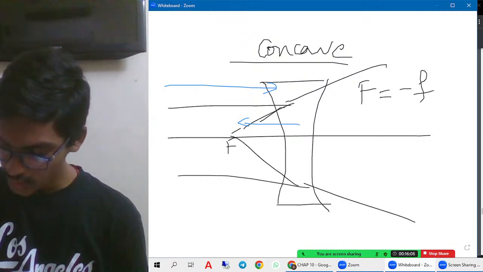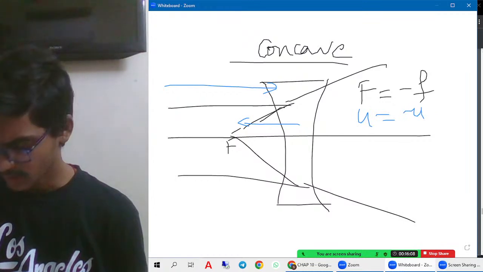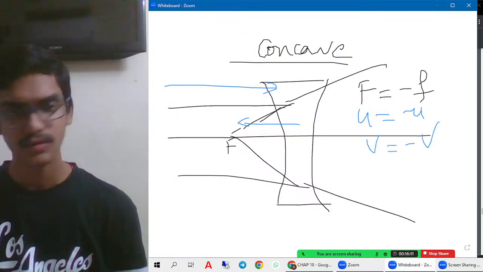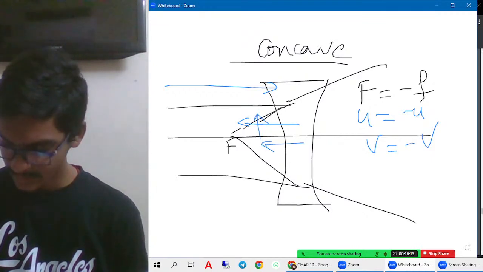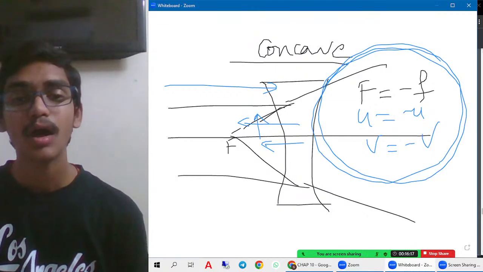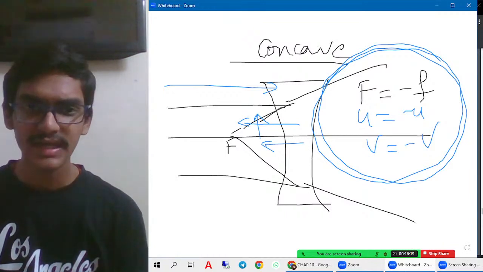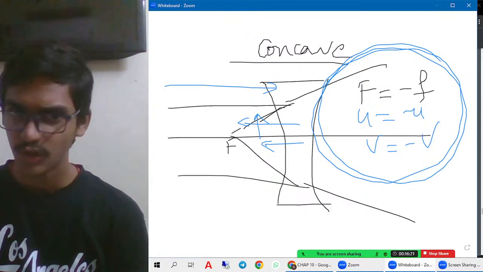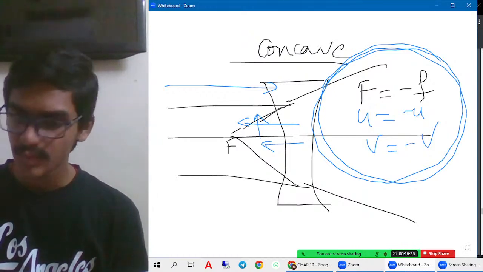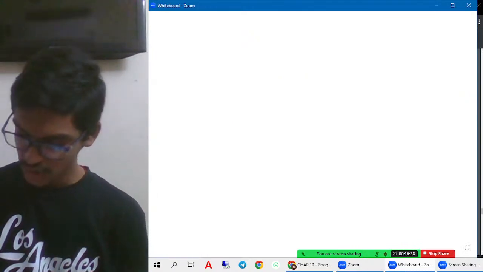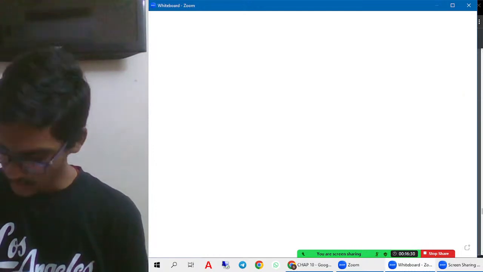Then u is always negative. This you can easily remember, and v is also always negative, because the image is formed here only, so we are measuring against the light rays. These are all the important cases. So for concave lenses, you can easily remember it. For convex, it will vary. Let me give a chart covering the entire convex and concave things.